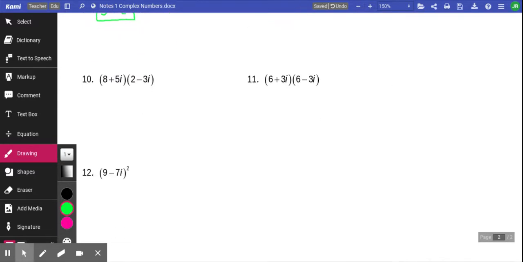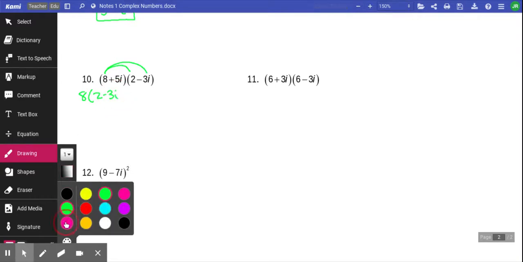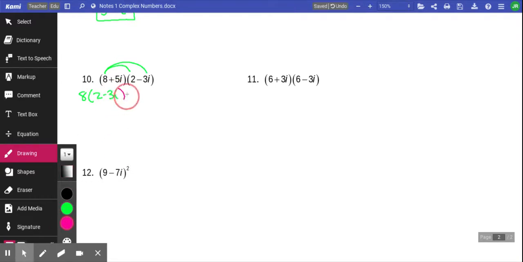All right, then multiplying and dividing. Whether you FOIL, whether you use a Punnett square, whether you use double distribution, you're going to use the same technique that you do with binomials as you do with your complex numbers. So first thing I'm going to do is I'm going to distribute this 8 into the second complex number, which is 2 minus 3i. And then what I'm going to do is I'm going to take the positive 5i and distribute that to the 2 minus 3i.